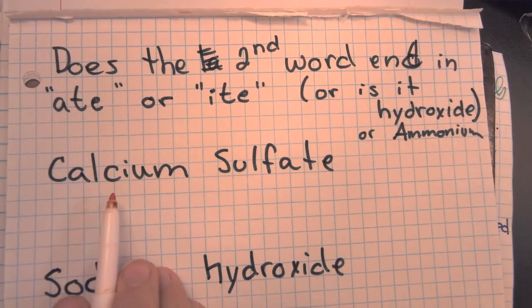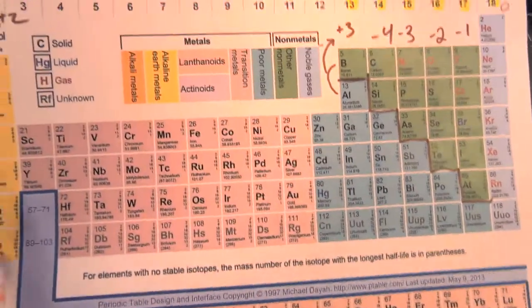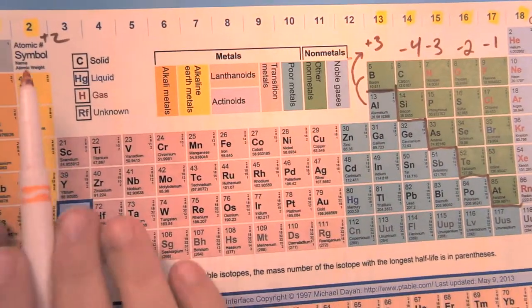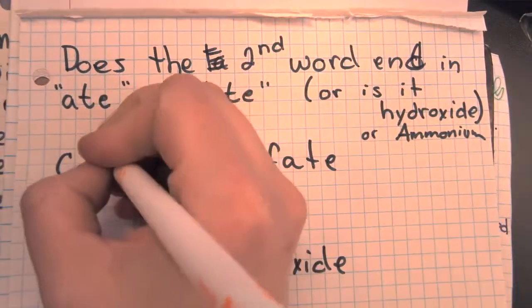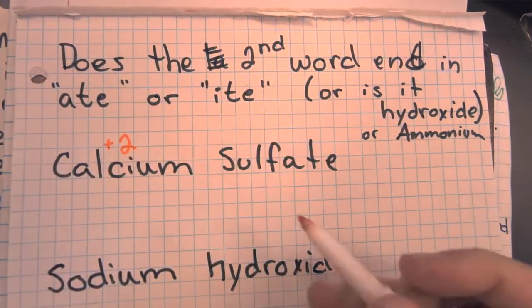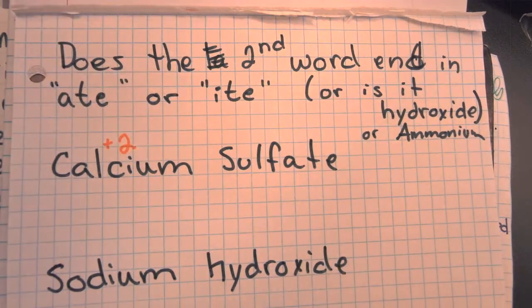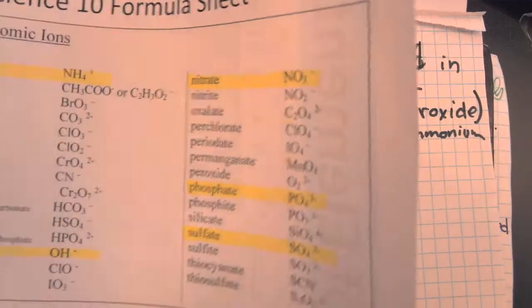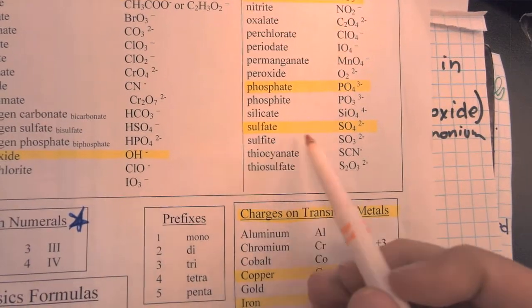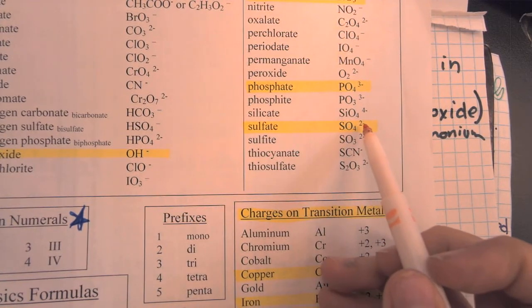So we have calcium over here with a +2 charge. We have sulfate, ends in ate, so I'm going to look on the back. Sulfate, SO4, -2.